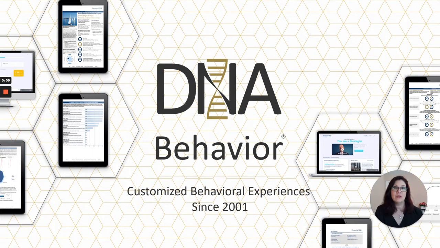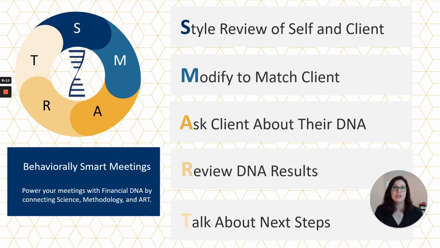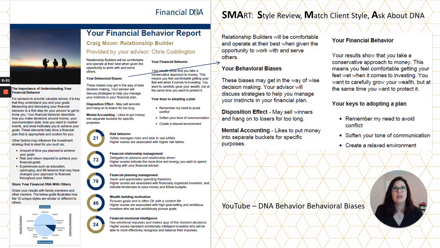Today we'll talk about using keys to adopting the plan and behavioral biases. So using the SMART methodology for behaviorally smart meetings, today we'll talk about style review, matching your client style, and a little bit about asking questions. Once you've thought about your client's style and how it compares to your own, you can look at the behavioral biases that you and your clients may have, as well as their keys to adopting the plan.